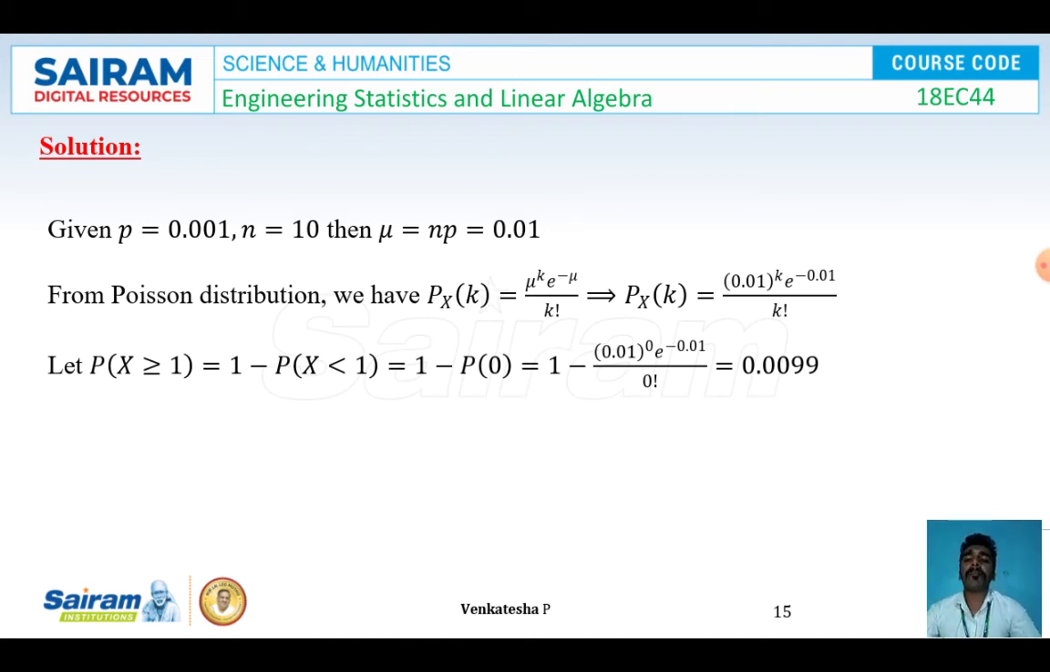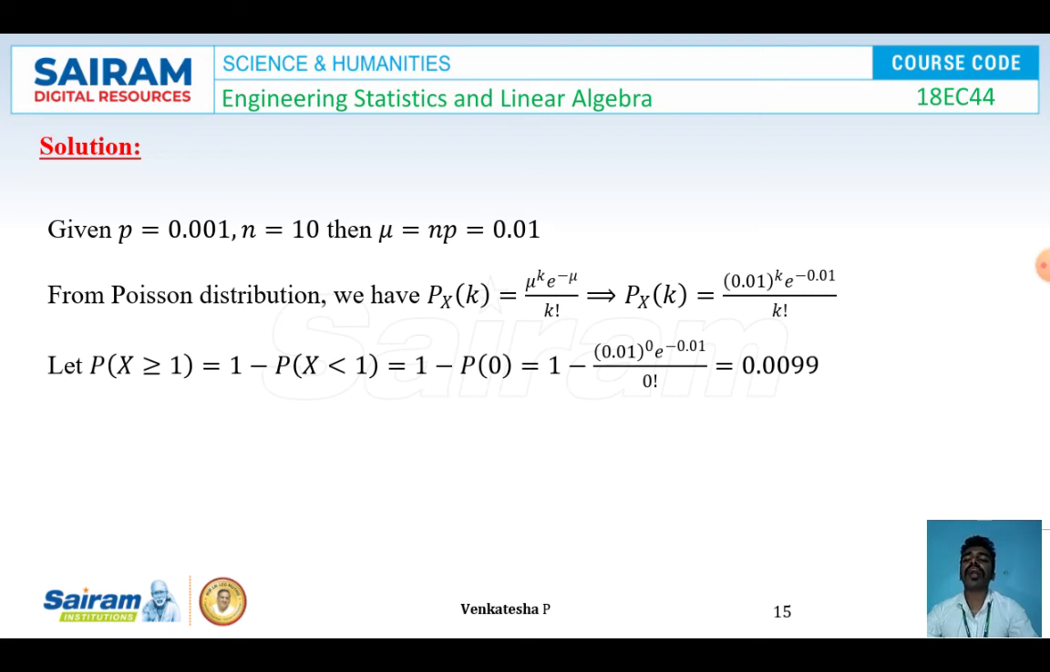So I'm going to combine np to get the value of mu. So it will be equal to 0.01. If p is too small, always you have to go for the Poisson distribution only. So from the Poisson distribution formula, we have P of X of k is equal to mu power k e power minus mu by k factorial. So in the place of mu, I am putting 0.01. So I got the expression P of X of k is equal to 0.01 whole power k e power minus 0.01 by k factorial.